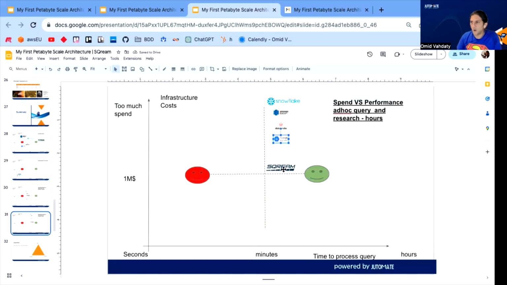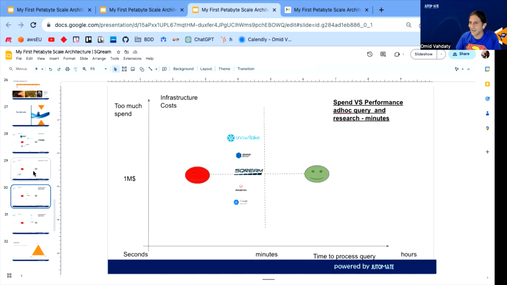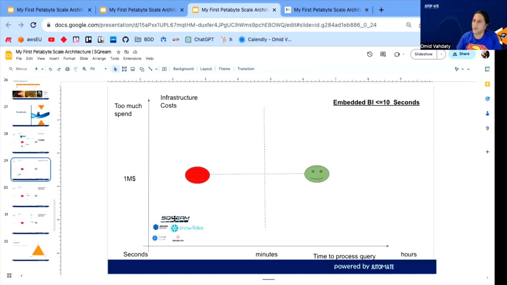You won't spend more by using SQream, and you'll be able to process more data in the same time frame. Because the bigger the data sets, the more powerful the query, and the more long-lasting, the more advantage you'll have for a more powerful solution. But it's becoming less attractive when you talk about less than 10 seconds.